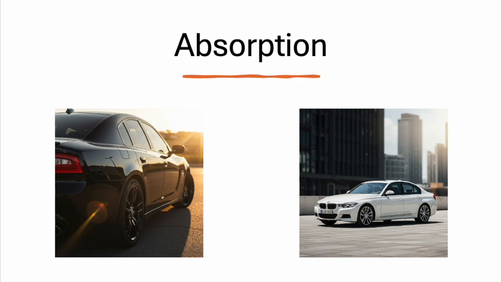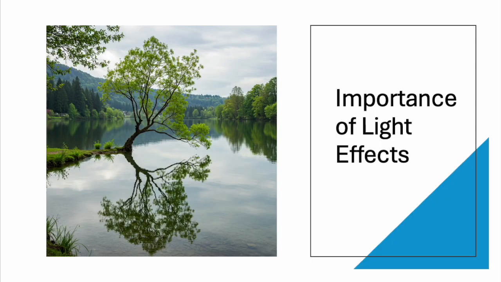Reflection, refraction, and absorption are important because they are responsible for many of the things we see around us. For example, reflection allows us to see our own image in a mirror. Refraction allows us to see objects underwater. And absorption is what allows us to see colors.